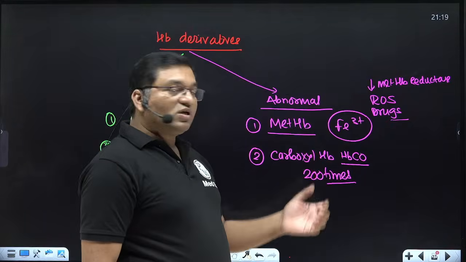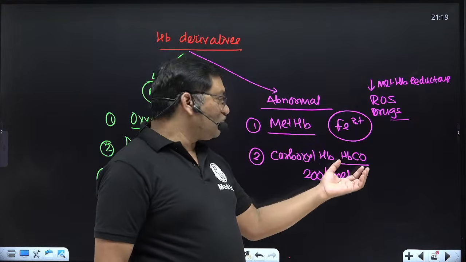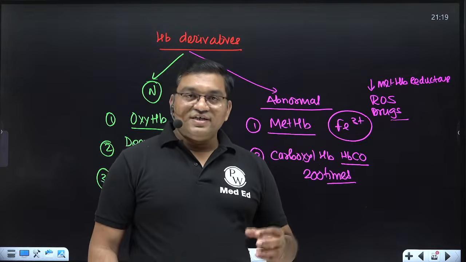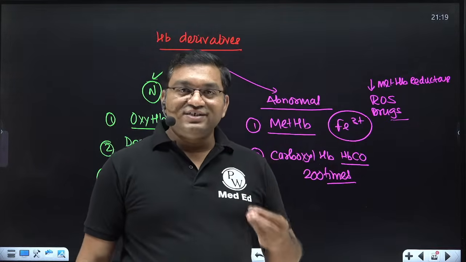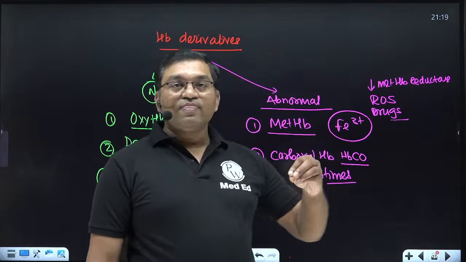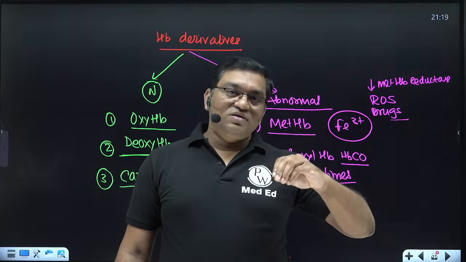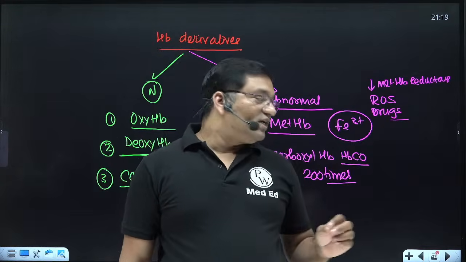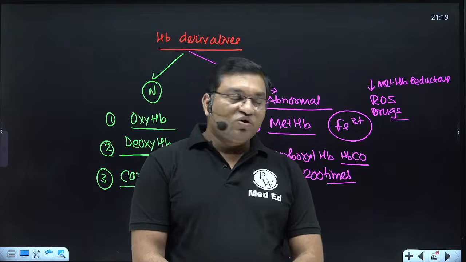That's why carboxyhemoglobin is dangerous. Carbon monoxide is present in automobile fuel and cigarette smoke. In the initial stages it can cause nausea, dizziness, vomiting, but at high concentration it can cause serious effects, and hyperbaric 100% oxygen therapy is needed for carbon monoxide poisoning.